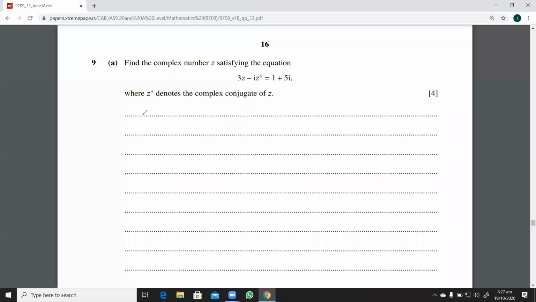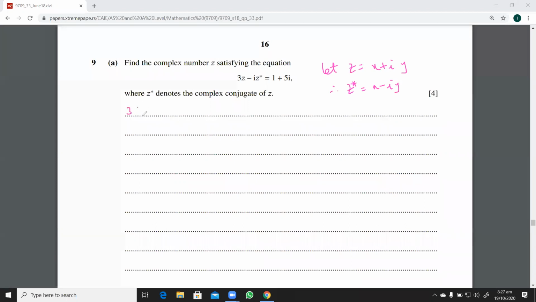Okay, a question from June 18, R variant 32. To solve this equation, in such equations where the equation is in terms of a complex number, you should start by saying let z be x plus iota y. Therefore, your conjugate would be x minus iota y.